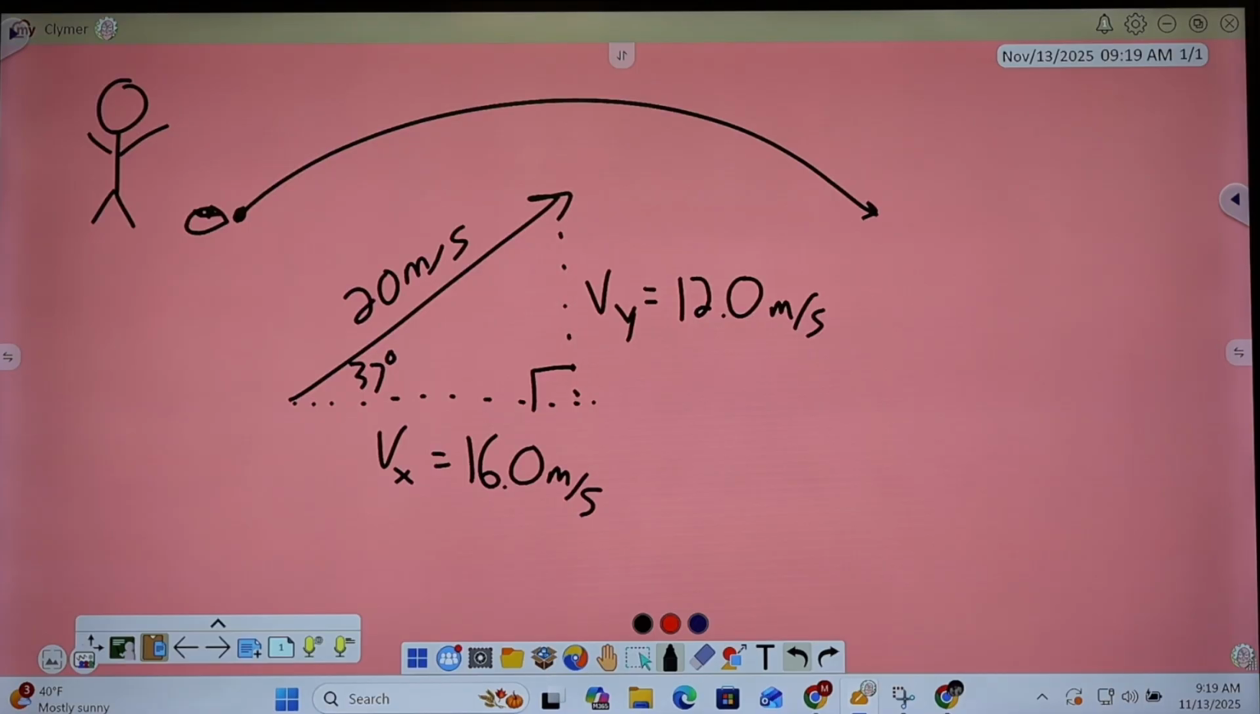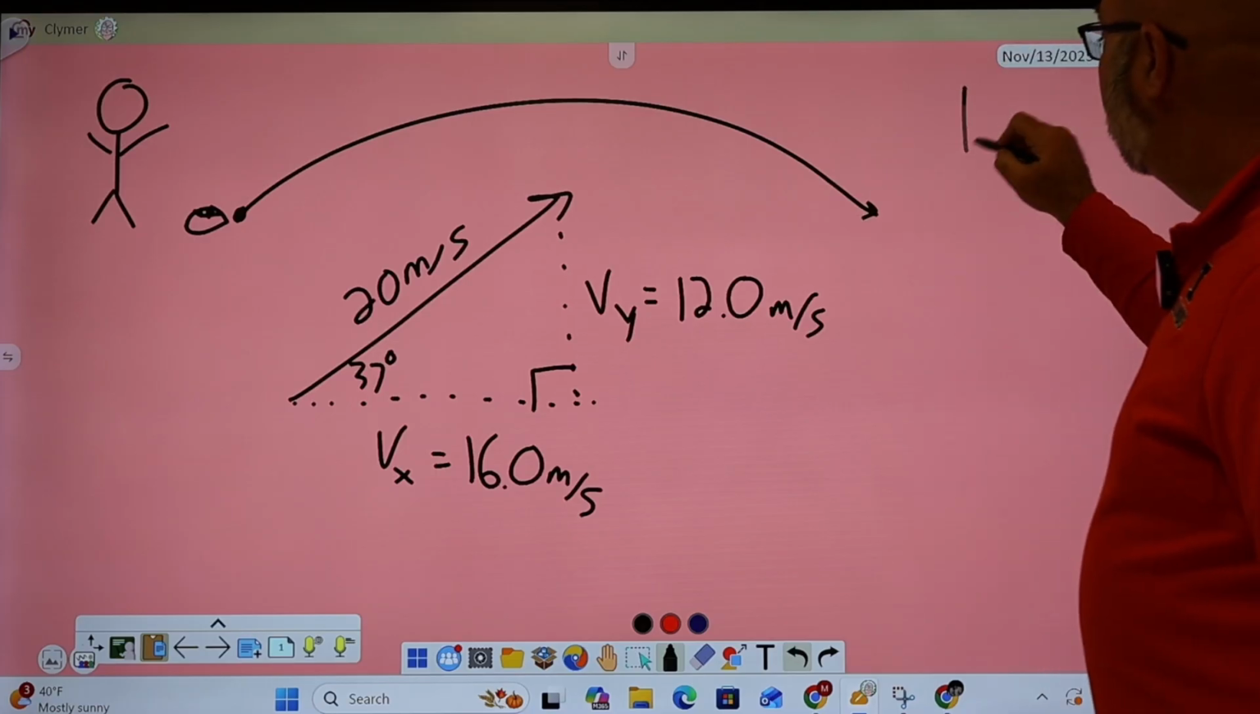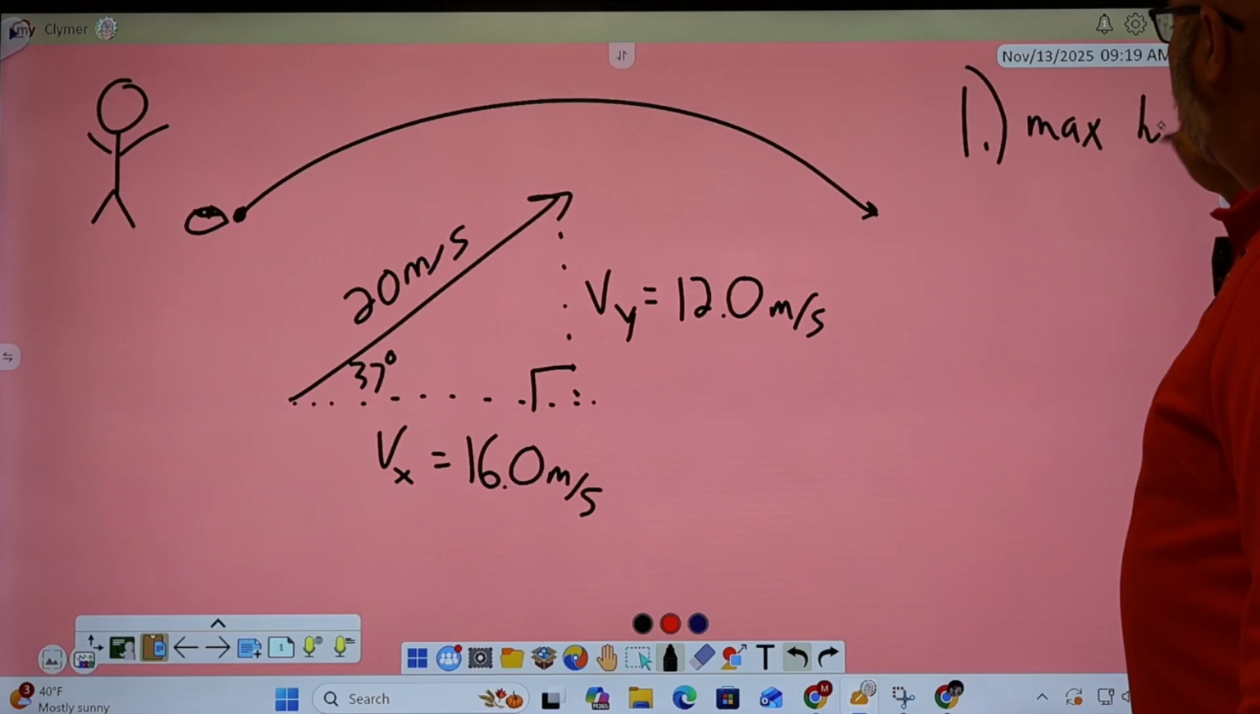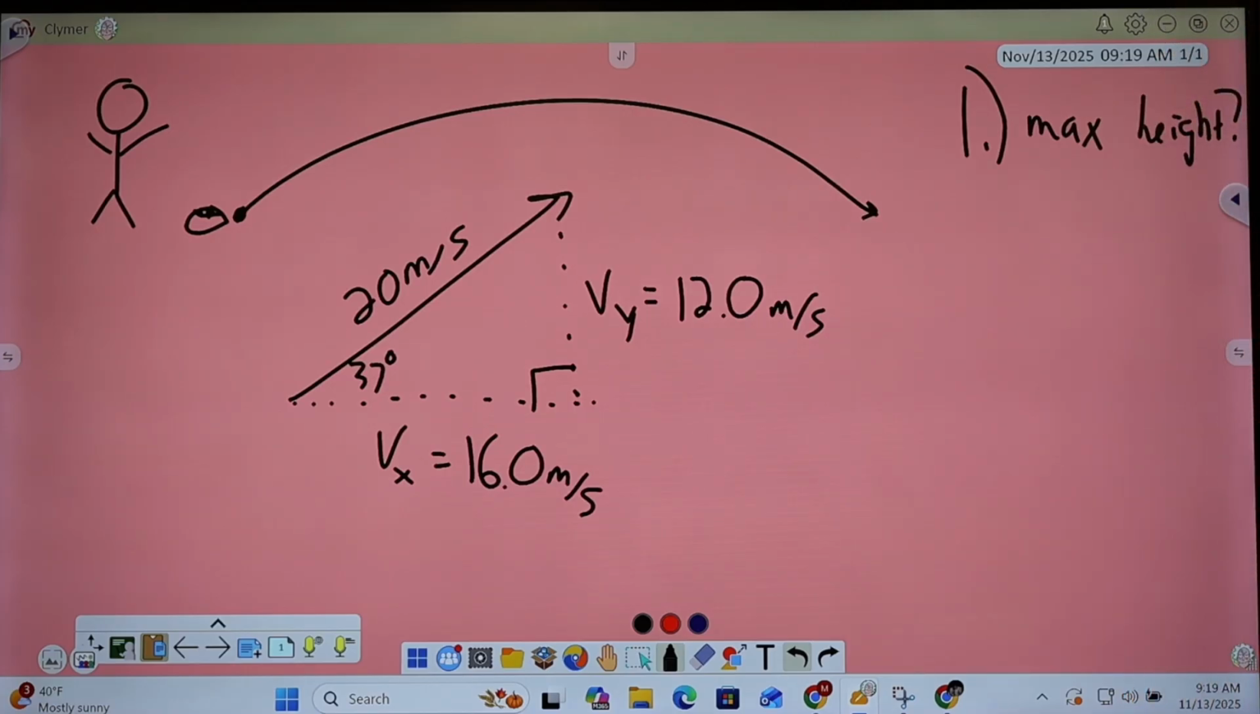Okay, so here we go. How does this help us? Now we've dissected the initial motion. What is the first question? Max height. So max height. I'm going to apply some critical thinking to this. If we're talking about height, which component of the motion, if this motion has 2 components, right? There's a horizontal and there's a vertical component. If we're talking about max height, which of those two seems like it makes the most sense? The vertical one.